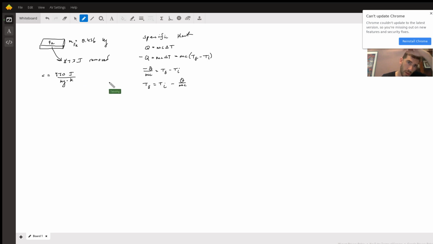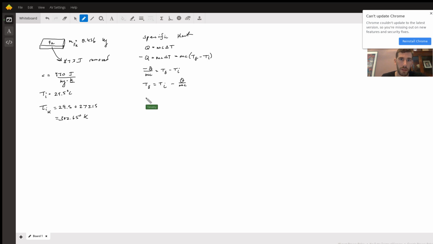So there's a problem here because the initial temperature is equal to 29.5 degrees Celsius, and we need to change that to Kelvin to match the units on the specific heat. So we can say the initial temperature in Kelvin is just going to be 29.5 plus 273.15, and it should be 302.65 degrees Kelvin.